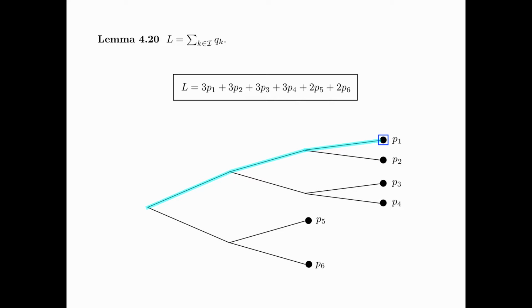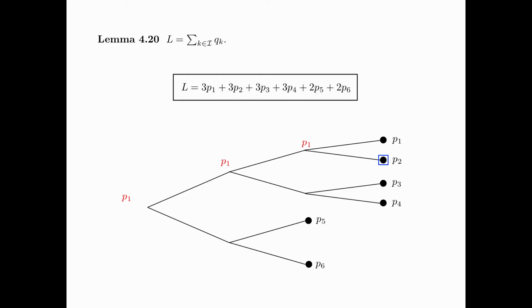Along the way, we encounter 3 internal nodes, where the number of internal nodes encountered is exactly equal to the length of the code word. Now we put a copy of P1 at each of these internal nodes. Note that the sum of these 3 copies of P1 is exactly equal to the contribution of P1 in the expected length of the code.